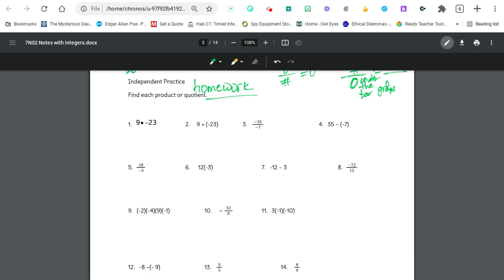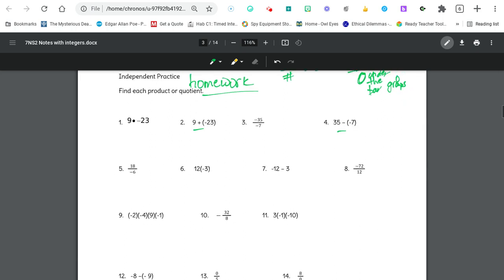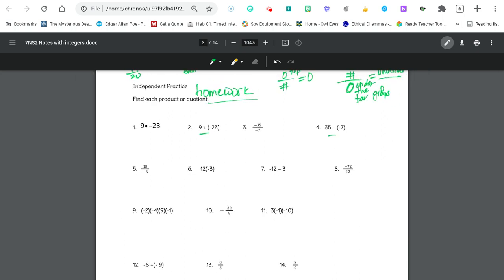Be careful. Like number 2 has a plus sign, so go back to direction. Number 4 has a minus sign, so go back to direction for me, okay? All right, homework 1 through 14. And I'll make a separate spot on Google Classroom where you can attach it if you just keep it on paper. Just keep it on paper, 1 through 14. All right. Thank you.